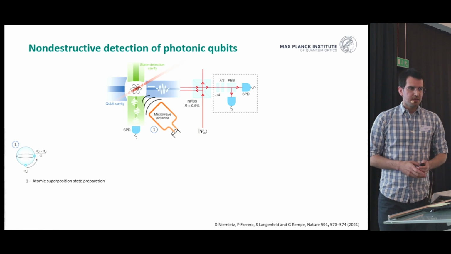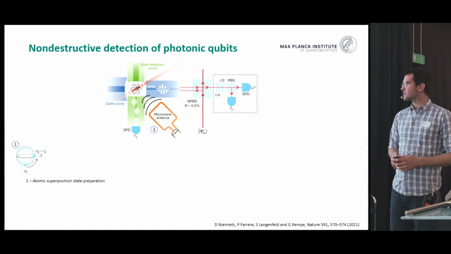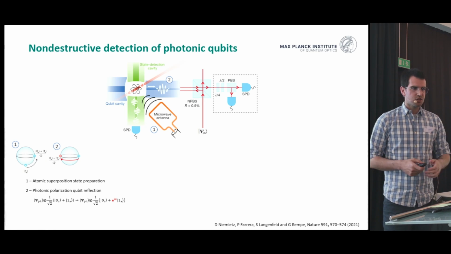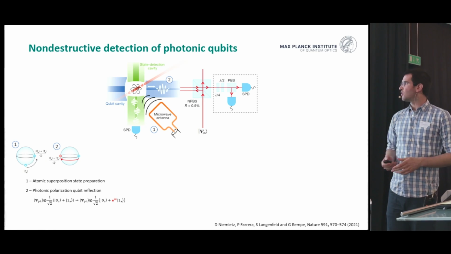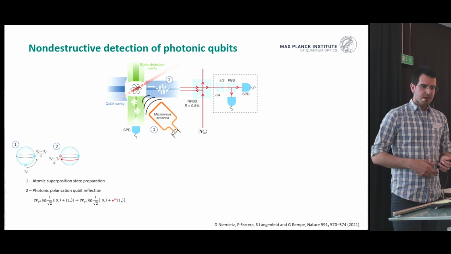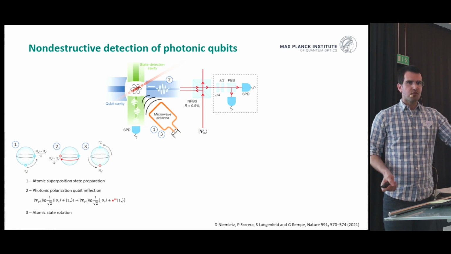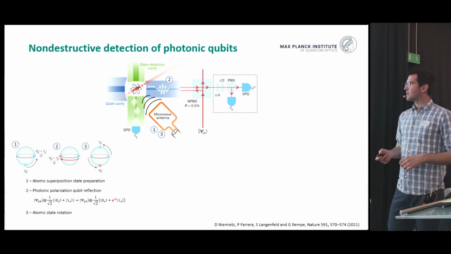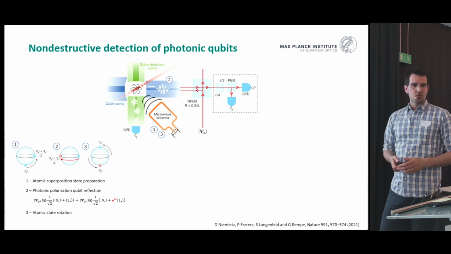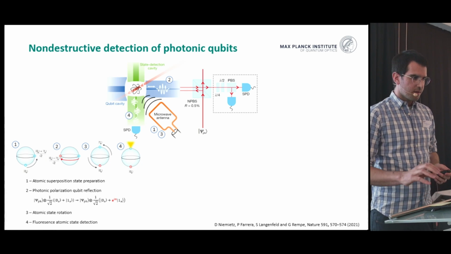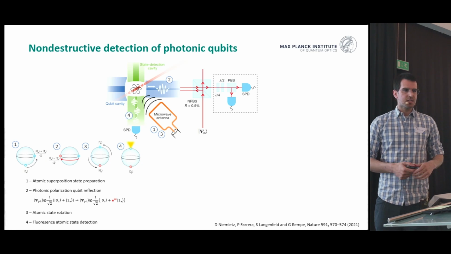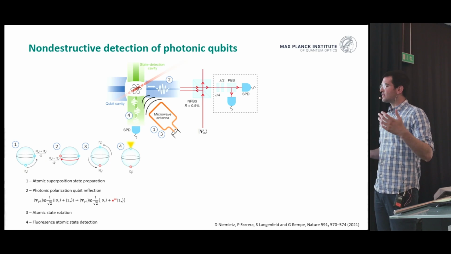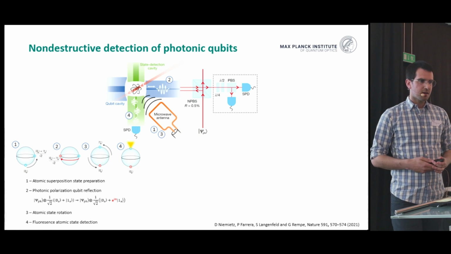We initially put the atom in a superposition between the two ground states by using a microwave signal. We then reflect photonic polarization qubits, which then induce this pi phase shift on the state of the atom. Then we perform a second pi/2 rotation in such a way that the state with a pi phase shift rotates into state 0, and the state with no pi phase shift rotates into state 1. And then we perform cavity-enhanced fluorescence atomic state detection to see if the atom is in state 0 or state 1, telling us if the photonic qubit was reflected or not.